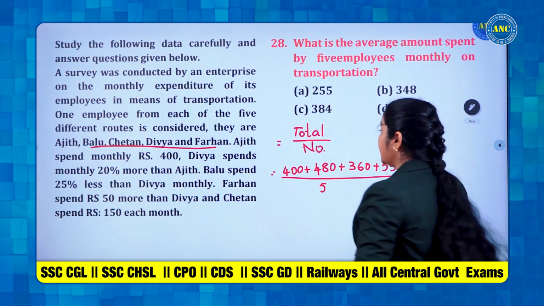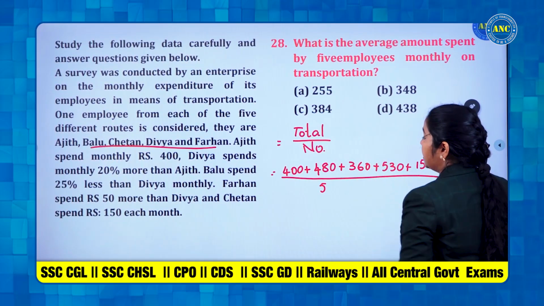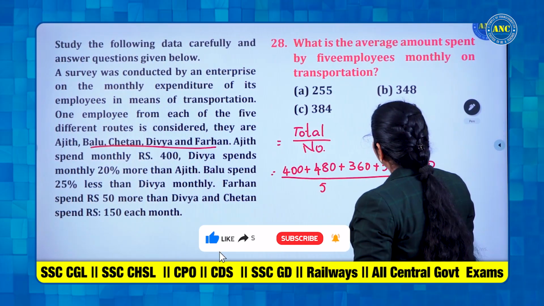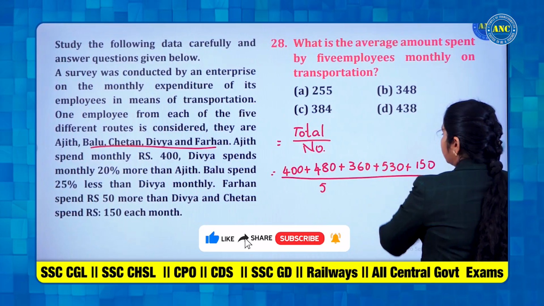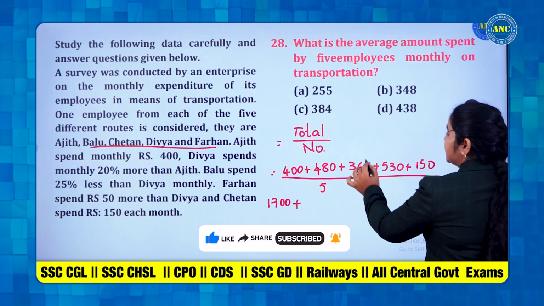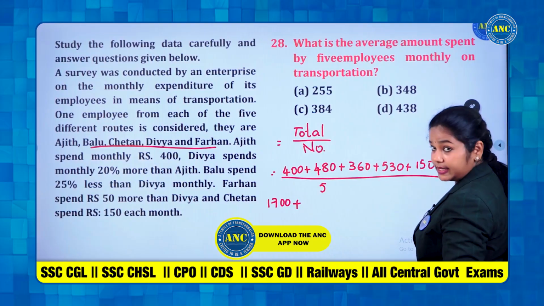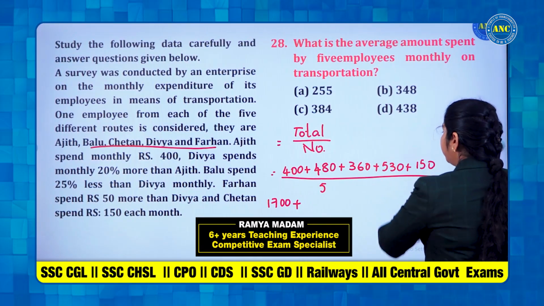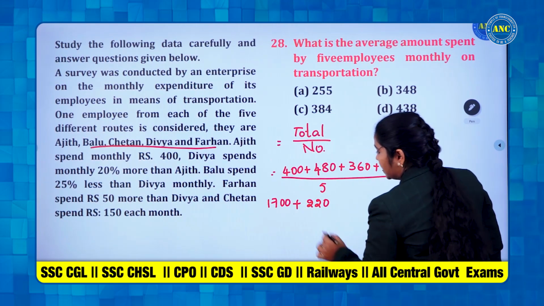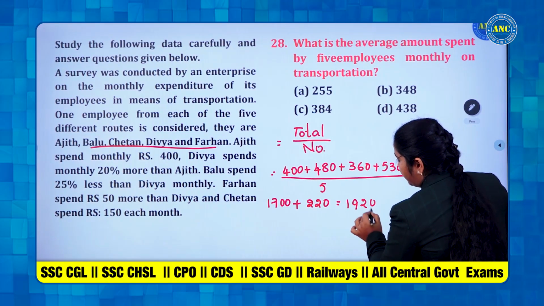Take the values. 400 plus 400 is 800. 800 plus 300 is 1100. 1100 plus 500 is 1600. 1600 plus 100 is 1700. Plus 80 plus 60 is 140. 140 plus 30 is 170. 170 plus 50 is 220. So 1700 plus 220 is 1920, divided by 5.